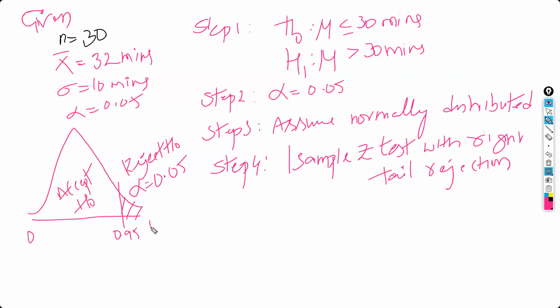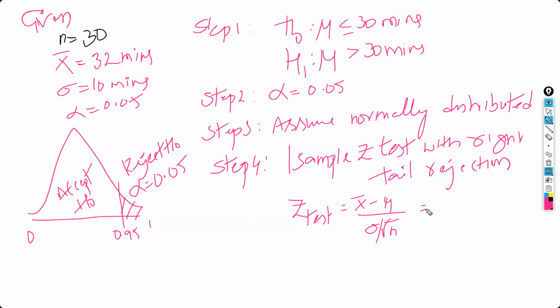Next, after selecting the test, what is the next step? Apply the test and calculate the p-value. Apply the test first. Z-test. What is the formula for Z-test? X bar minus mu divided by sigma by square root of n.